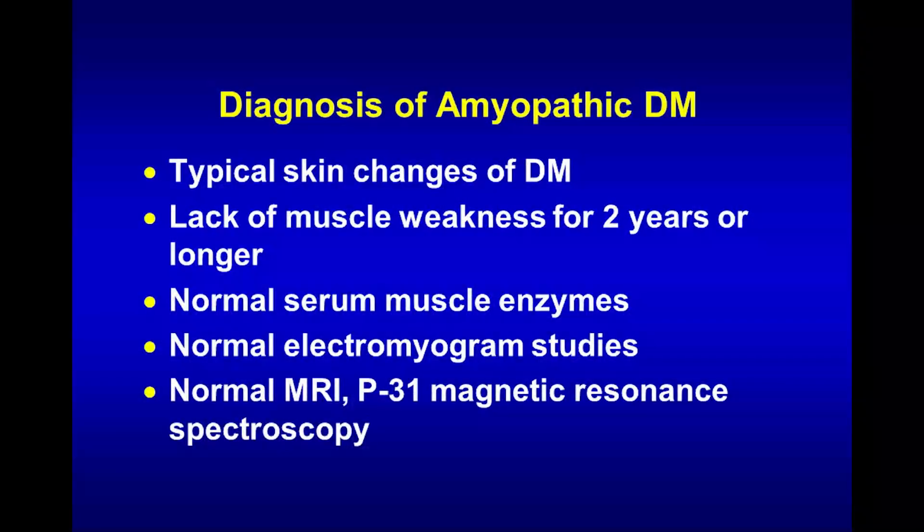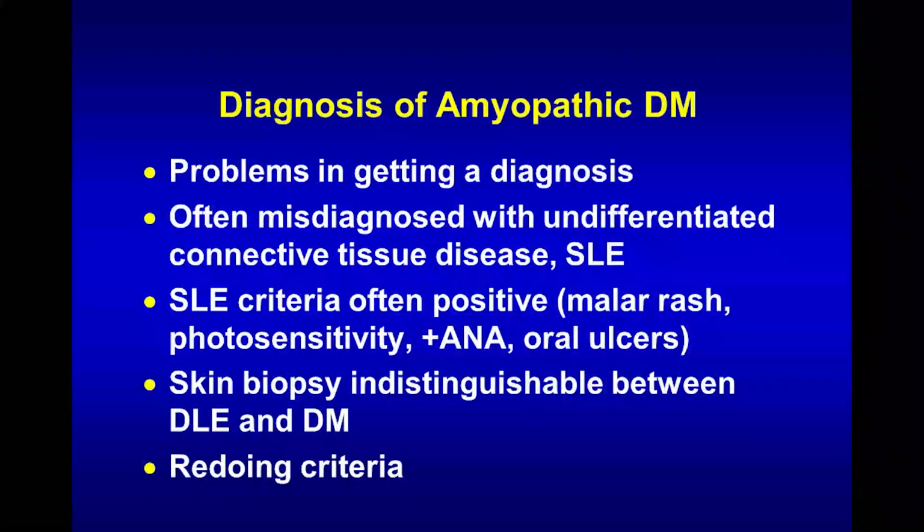So in the diagnosis of amyopathic DM, you get the typical skin changes of DM. Everything I just showed you is what you see, but there's no muscle weakness for a prolonged period of time, and you can't find anything in the muscle. Very often I find people feel like, oh, this is just the early part of classic dermatomyositis. But no, these patients can go untreated and have it for decades and not get muscle disease. And it's much more common than we realize. So these patients have a problem in getting a diagnosis, and they're often misdiagnosed with undifferentiated connective tissue disease, SLE, occasionally mixed connective tissue disease. And it's really a big problem.